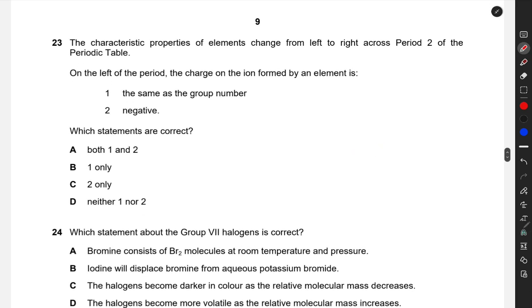Question number 23. The characteristic properties of elements change from left to right across period 2 of the periodic table. On the left of the period, the charge on the ion formed by an element is the same as the group number.